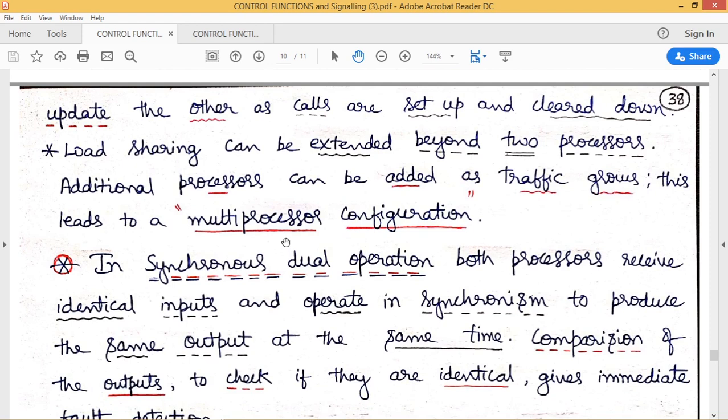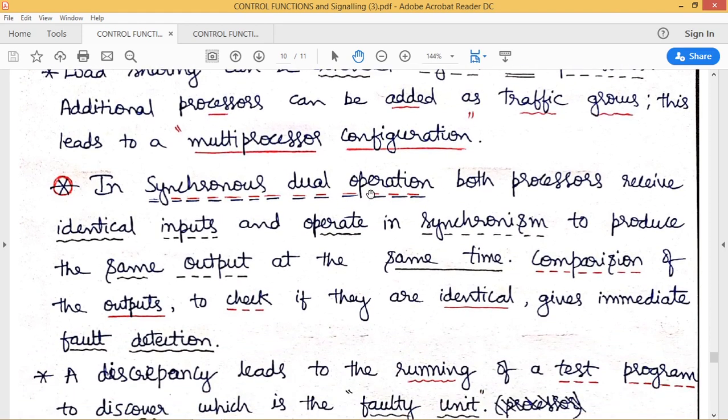The next configuration we will discuss is synchronous dual operation. As the name implies, both processors receive identical inputs and are operated in synchronism. If both processors are working well, both produce similar output, because the input given to those processors is the same, so they produce the same output at the same time.